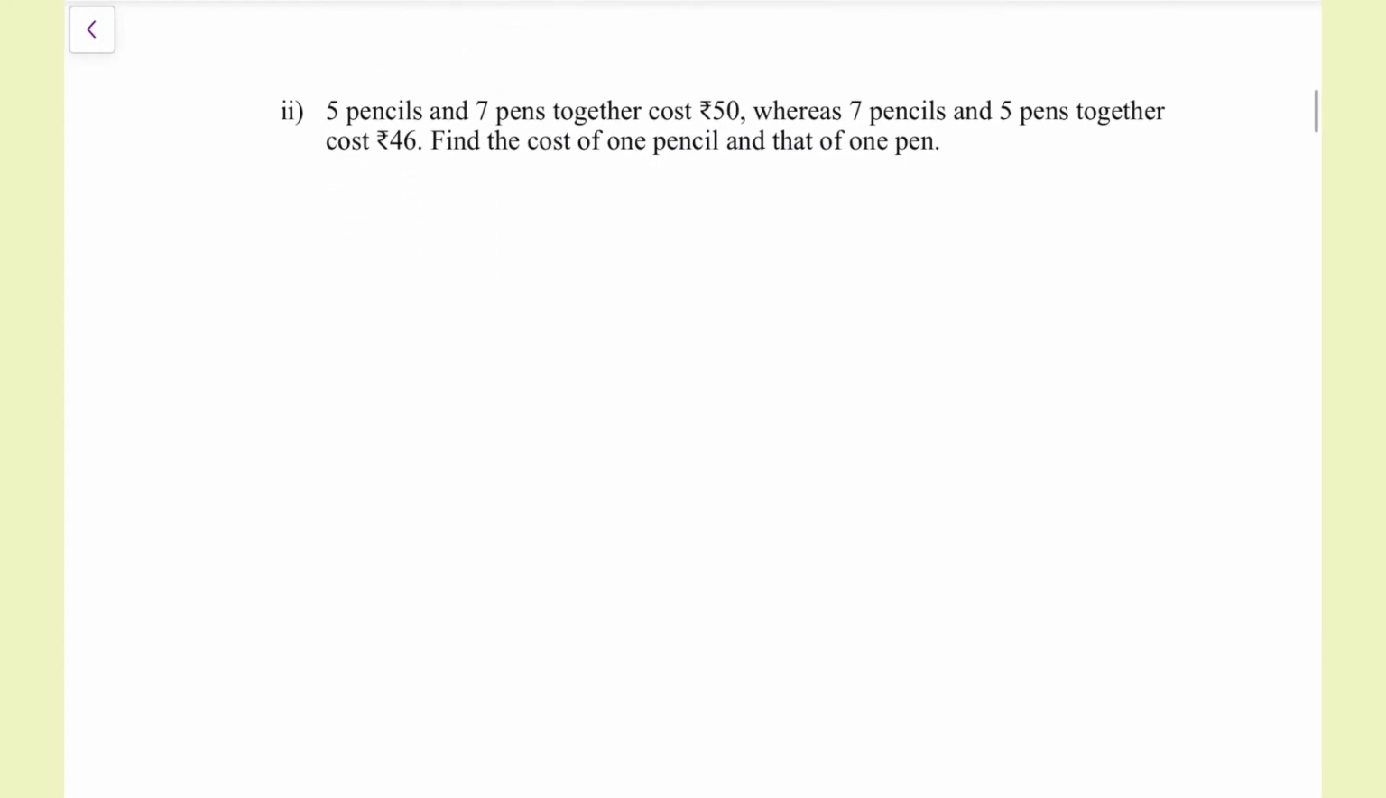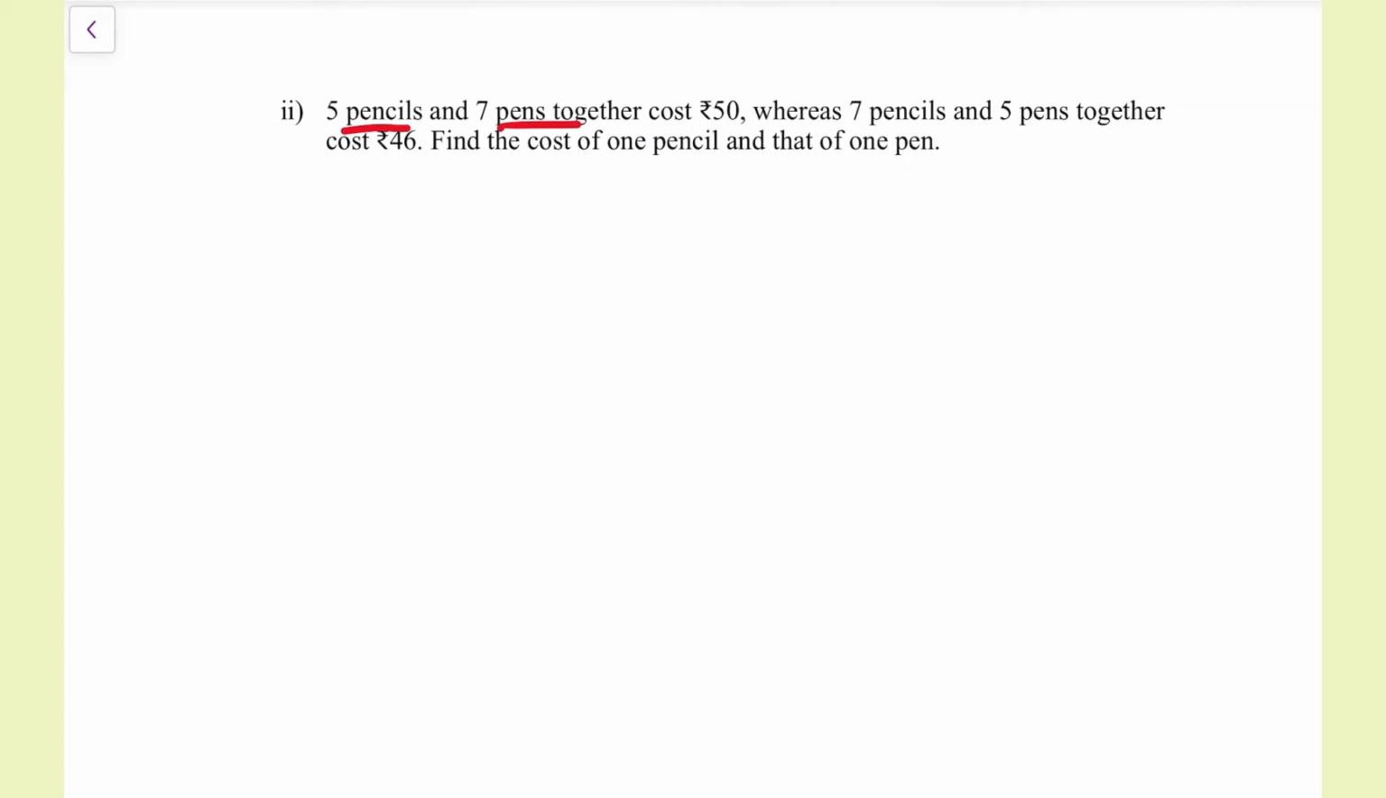Moving to the next question. 5 pencils and 7 pens together cost 50 rupees, whereas 7 pencils and 5 pens together cost 46 rupees. Then find the cost of 1 pencil and that of 1 pen. So here he is speaking something related to pencils and pens and their costs.